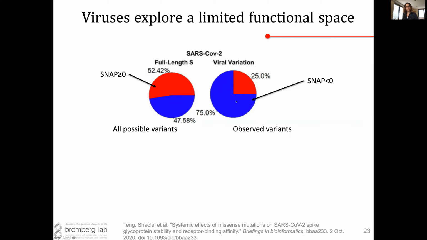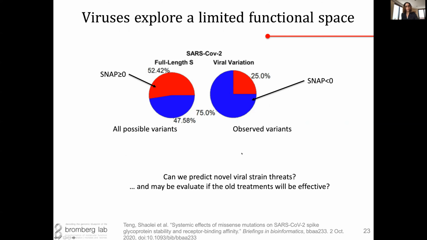So you could look for those, the beneficial ones that make this particular strain better. So the questions that we can ask here is, can we predict novel viral strain threats on the basis of the entire set of variants that are possible, that are going to have an effect in the proteins of this particular virus? And also maybe we can evaluate if the old treatments will be effective, because if the protein is completely changed, maybe the old treatments will not be effective. But if it is kind of the same and it's active about the same way and has kind of the same structure, then maybe we can see that the old treatments will work.